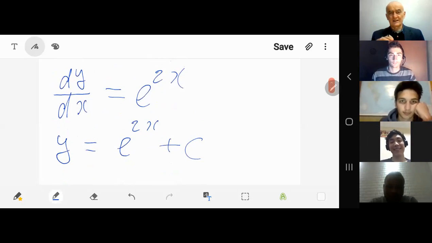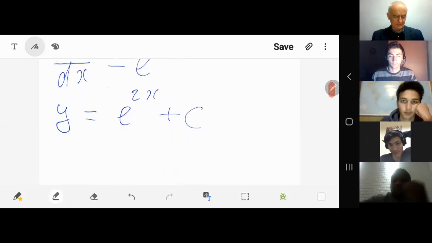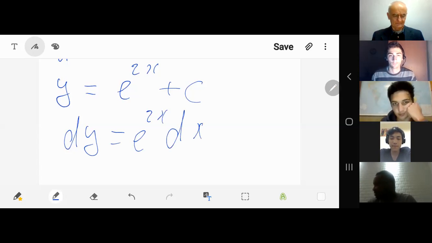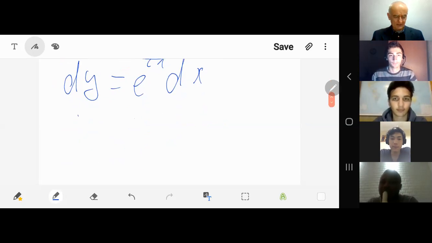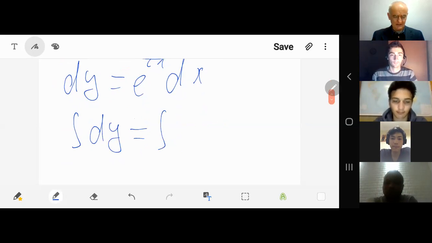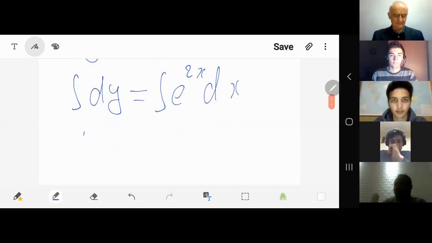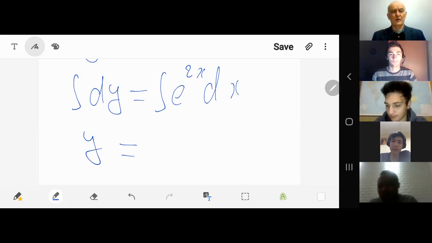Okay. Let's check your answer. We have dy equals e to power 2x dx. So this is your answer, and now let's check it. Now I will take the integral from both sides: integral dy equals integral e to power 2x dx. The integral on the left side is y. But the question is, what is the integral of e to power 2x dx? I guess you decided that it's e to power 2x. But why? We have no such basic integral.